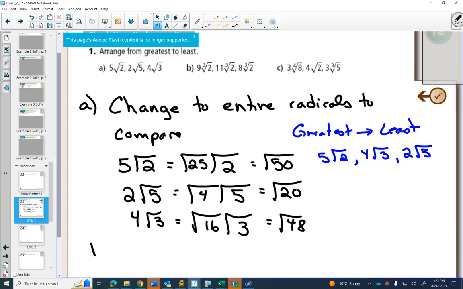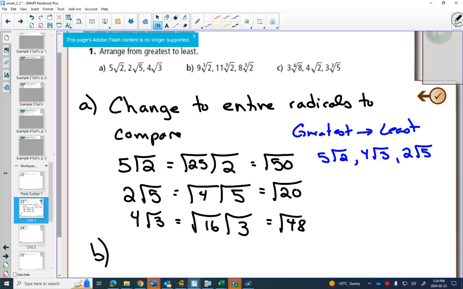In B, these are all part of the same family. They're all part of the cube root 2 family. And since they're all part of the cube root 2 family, I would not suggest changing them to entire radicals because you don't need to. Does it make sense to everybody that 11 cube roots of 2 is more than 9 cube roots of 2? Okay? Without having to take 11 and cube it.